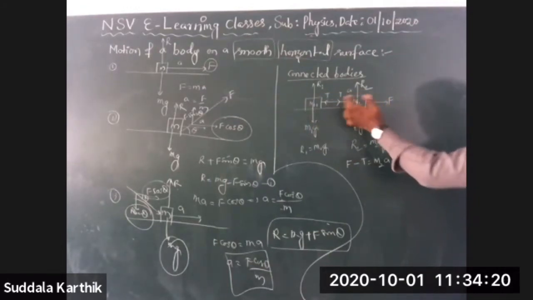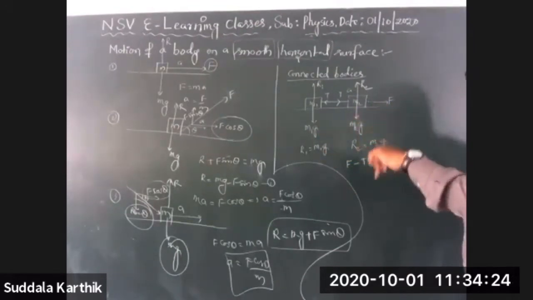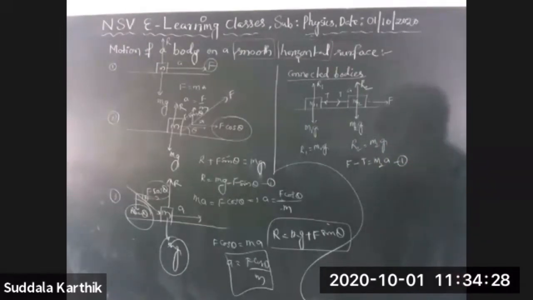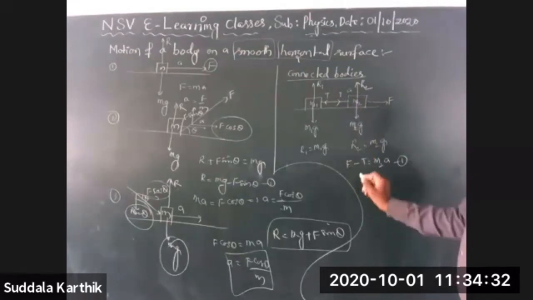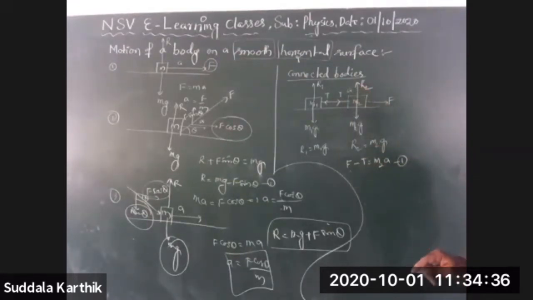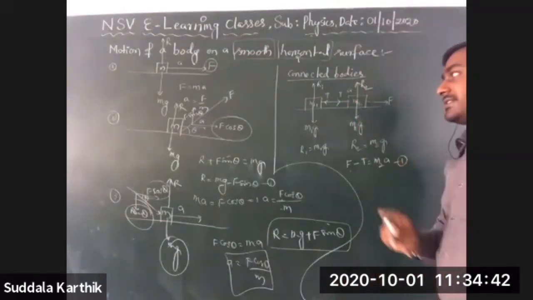So whenever a resultant force is there, then only it gets motion. Otherwise, it won't get motion. So that's why F minus T is equal to M2 into A. F minus T is equal to M2 into A. Let this be equation number 1.